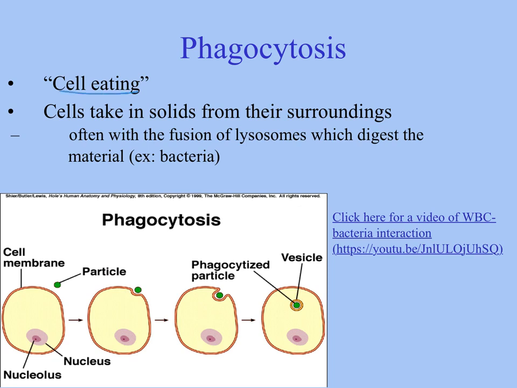Phagocytosis is by far the most common type of endocytosis you'll hear about. This is cell eating. Typically you'll hear about this with white blood cells, where they will take in solid substances from their surroundings, such as bacteria or viruses. And then once they are taken into the cell in the vesicle, they'll usually fuse with a lysosome. And remember, lysosomes have these digestive enzymes inside of them, which will digest that bacteria or virus, rendering it harmless, and will recycle the parts so that the cell itself can use them.